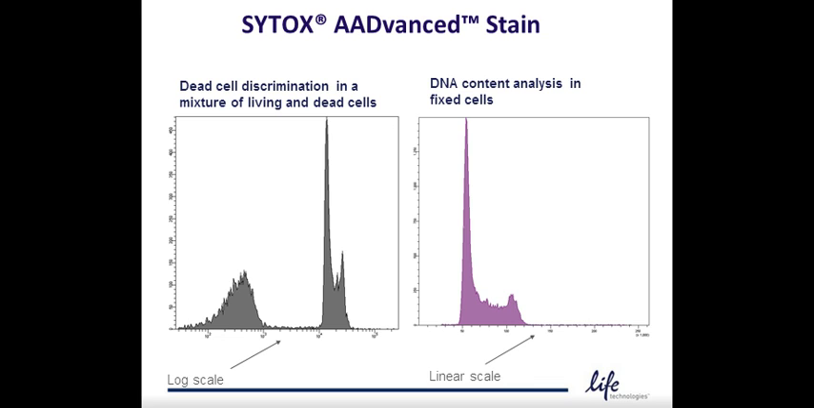So an impermeant nucleic acid dye can have two uses. First, as a way to identify dead cells in a mixture of live and dead cells, as in the plot on the left. Your cells were labeled for only 5 minutes with SYTOX AADvanced stain and run with a 488 excitation source. You can see there is a clear distinction of live cells and dead cells. Second, DNA content analysis can be determined on fixed cells with the addition of RNase, and this is seen in the plot on the right. For DNA content measurements, be sure to use linear scaling, while with dead cell identification, log scaling is used.